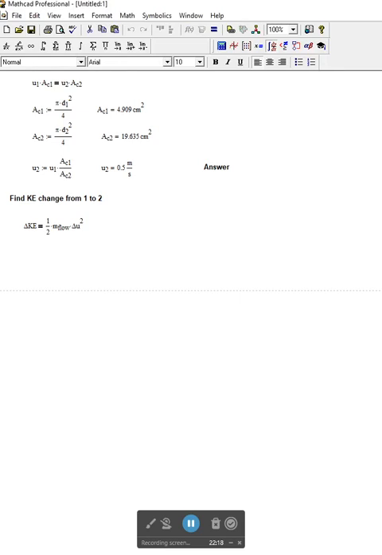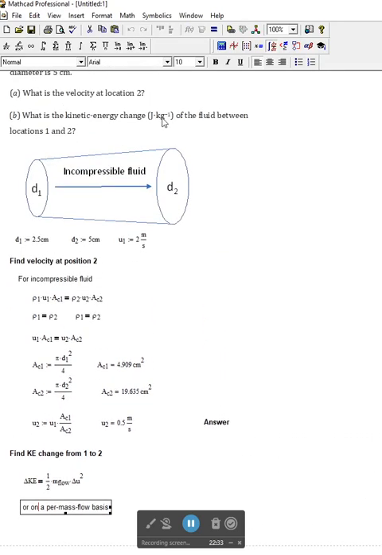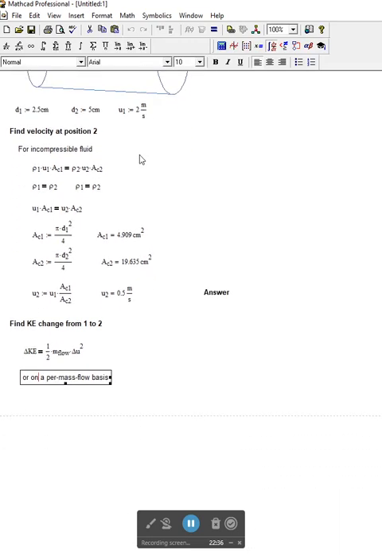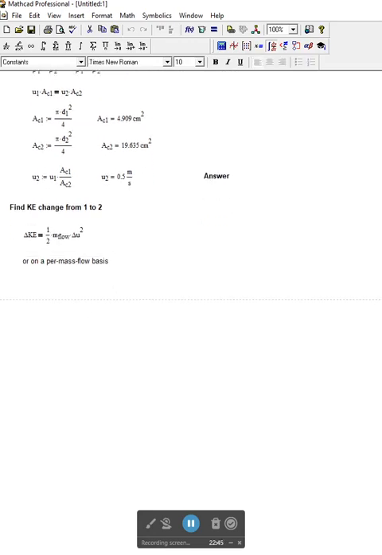Now, what is the mass flow rate? Well, if you look at the problem statement, we don't know what the mass flow rate is, but we do know that the mass flow rate is constant. And it says to calculate the kinetic energy change per mass basis. And so what that means is we can just take the mass flow rate out of the equation. And so if our kinetic energy change is on a per mass flow basis, we just take this out, and we have kinetic energy is equal to 1/2 times U2 squared minus U1 squared.